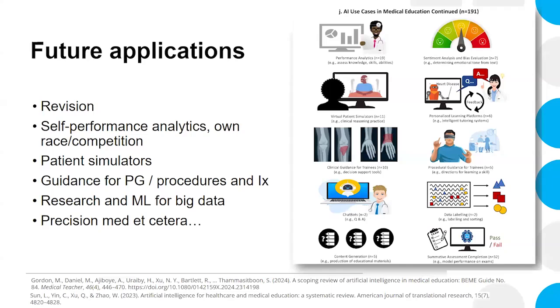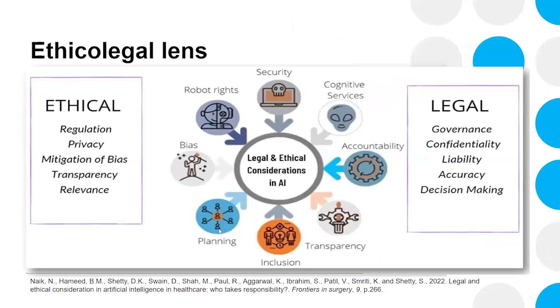And medical education research. We haven't talked about this in too much detail, but maybe using AI tools to help you conduct a systematic review, which I know is ongoing research at the moment, as well as machine learning for big data and precision medicine, etc. So actually thinking about the role of AI in patient care. Another thing that I think is really important to think about, and this paper is by Nike et al., is thinking about the ethico-legal lens for AI in medical education.